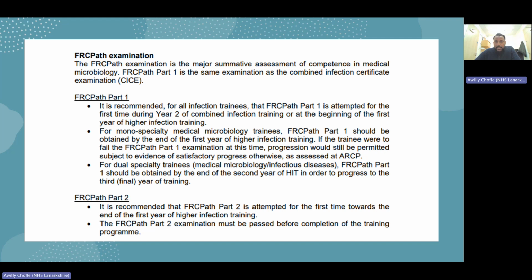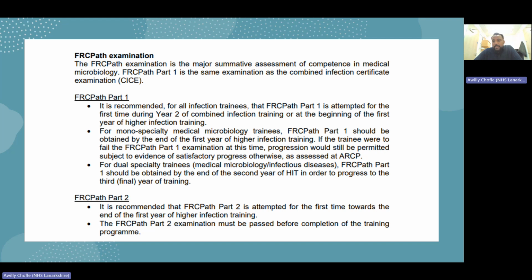The top part is FRCPath part 1, and the second part is FRCPath part 2. For the sake of this presentation, we're going to concentrate on FRCPath part 2. And as you can see, the first sentence says it's recommended FRCPath part 2 is attempted for the first time towards the end of the first year of higher infection training. The infection training depends. If you're doing microbiology only, it's 4 years. If you're doing microbiology with infectious diseases, it's 5 years. And you can either do it at ST5 or ST6.